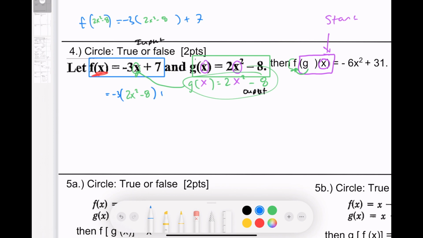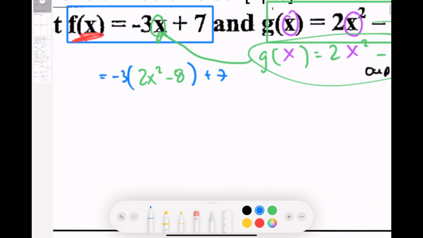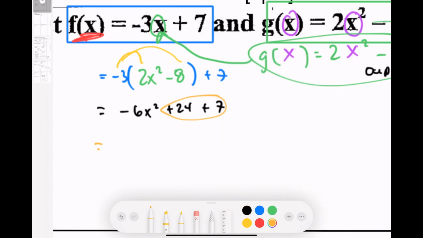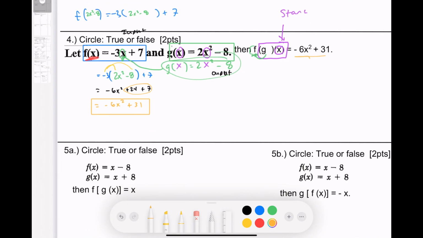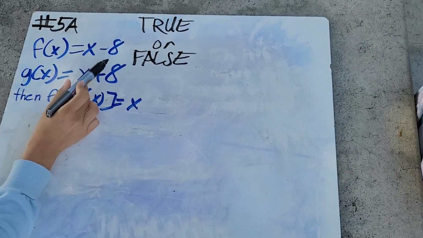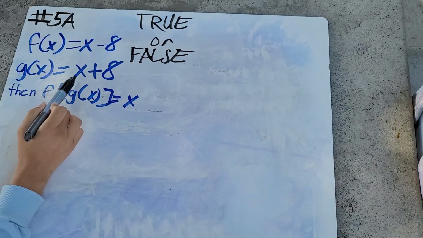Remember, your substitutions are in parentheses. Here I'm going to have to distribute. So negative 6x squared plus 24 plus 7. And then I can just combine like terms and finish the problem up. So that'll be plus 31. And let's take a look. That is true.